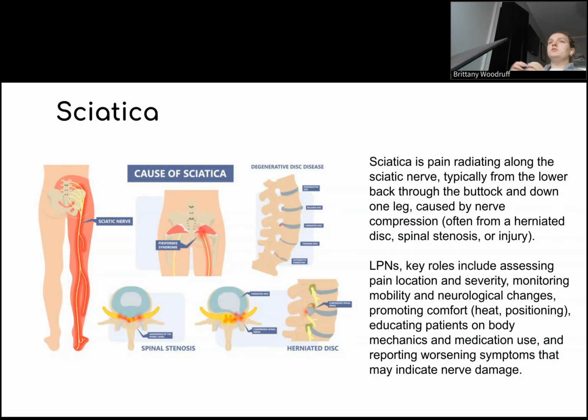Now, a really common condition that you guys will come across is sciatica. Okay. Sciatica is going to be a pain radiating along what's called your sciatic nerve. Your sciatic nerve is the largest nerve in your body. So remember, right? You have your spinal cord, which is a bundle of nerves. Coming off of your spinal cord, you have a bunch of spinal nerves. Now, a bunch of nerves from your lumbar and your sacral region come off your spinal cord and they recombine to form this sciatic nerve.